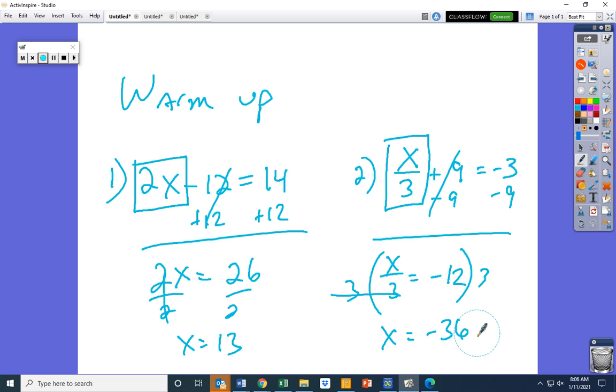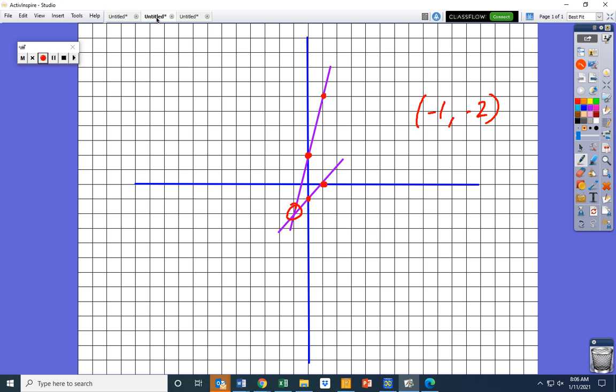How many of you got that right? How many of you got it wrong? Okay. If you see where you went wrong, good. All right. So what we're doing today, draw a line underneath that, please.